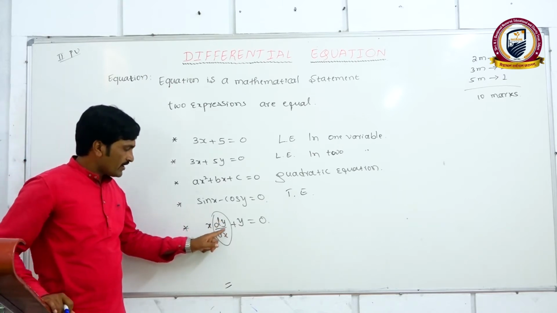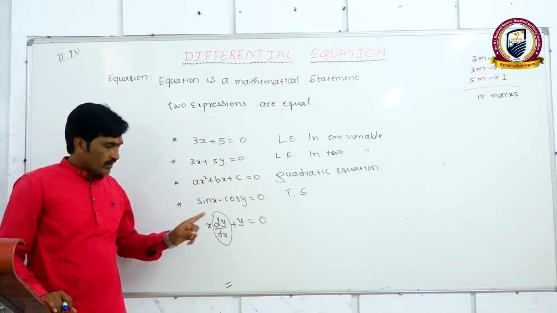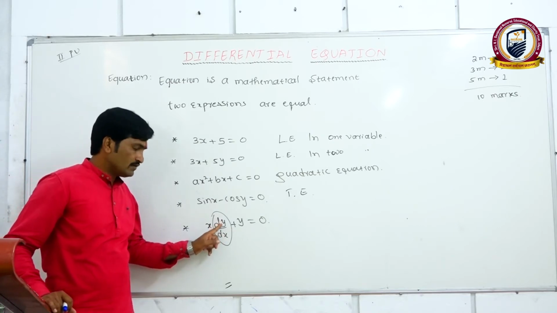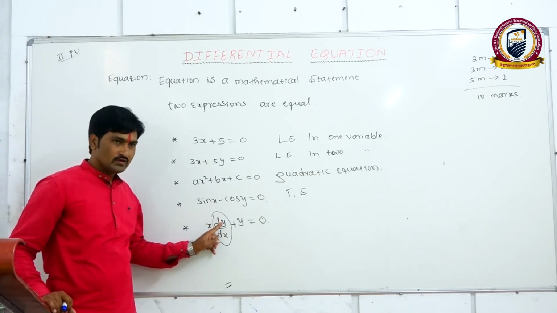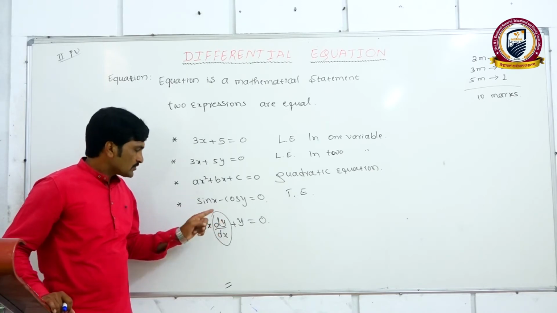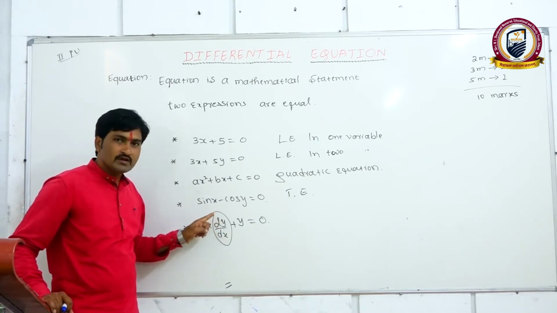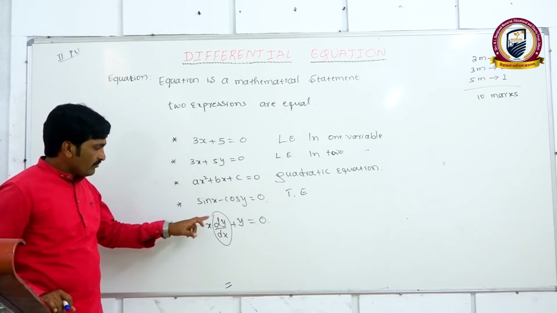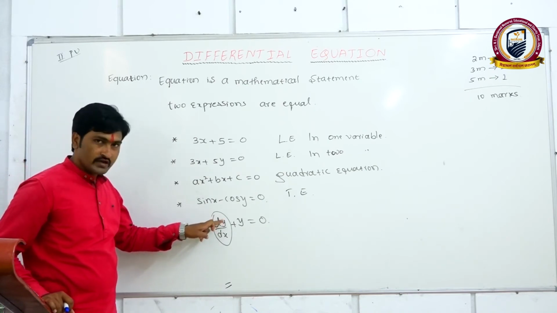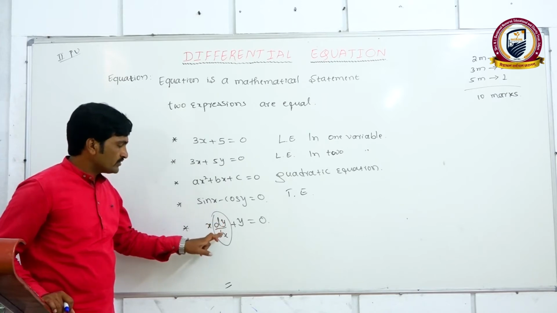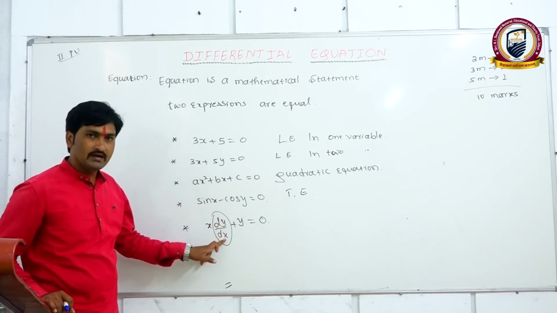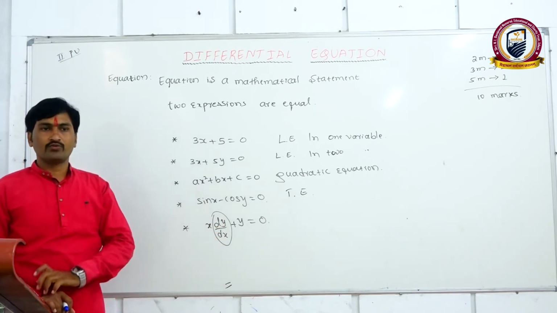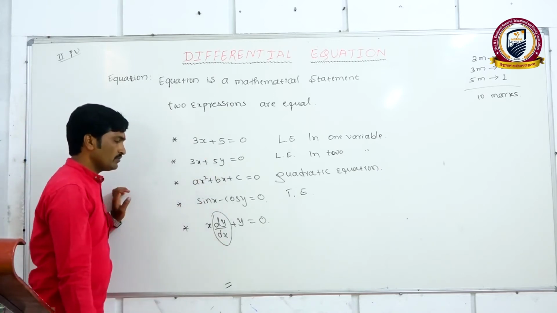Here x and y are the two variables. x is an independent variable, y is a dependent variable. So this y is differentiated with respect to x. It means derivative of the dependent variable with respect to the independent variable. This whole term is known as a derivative.